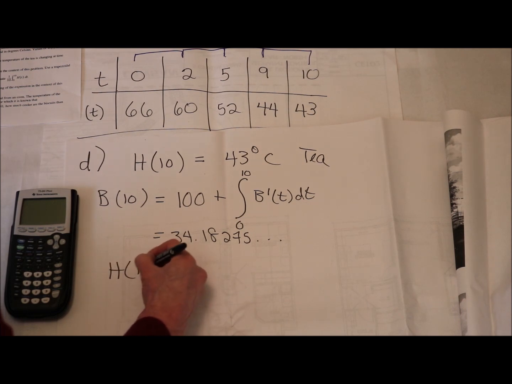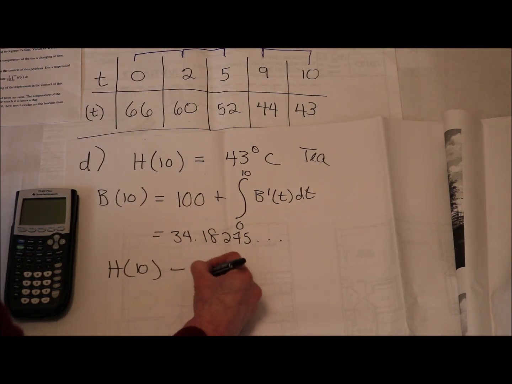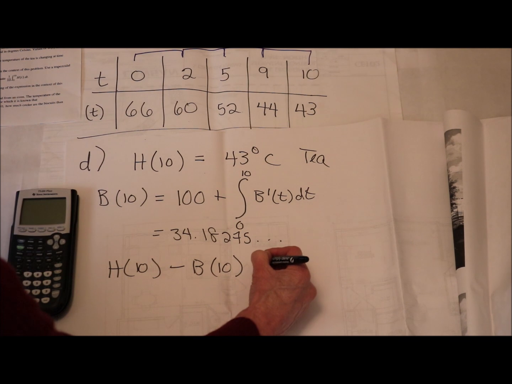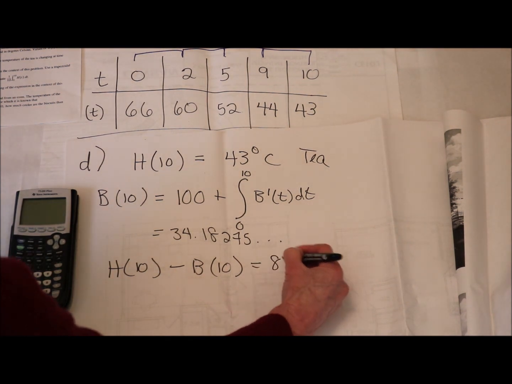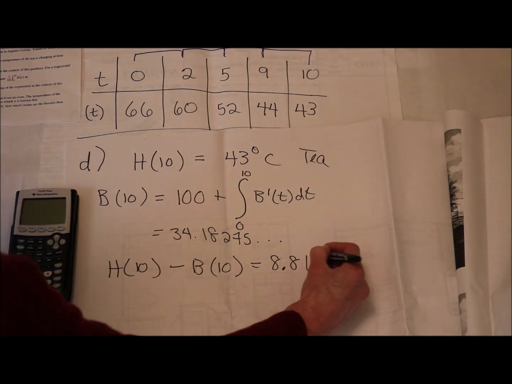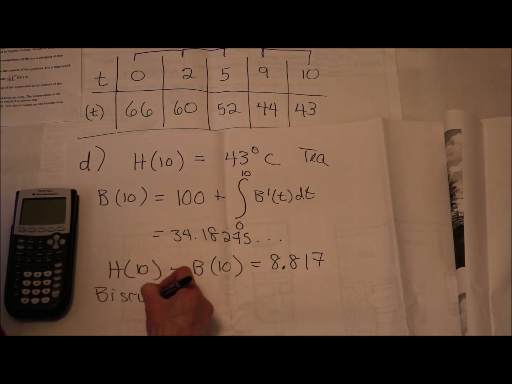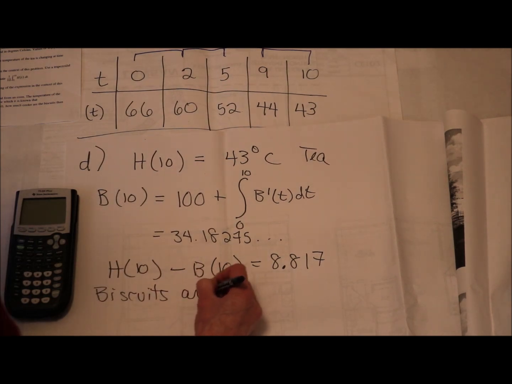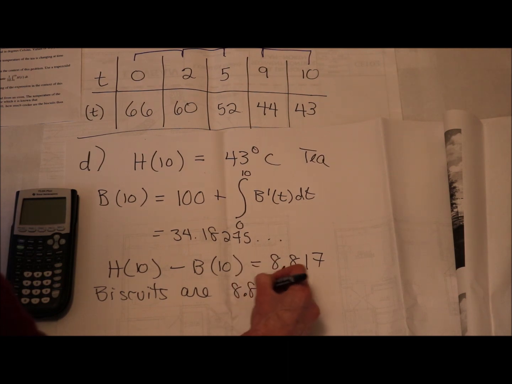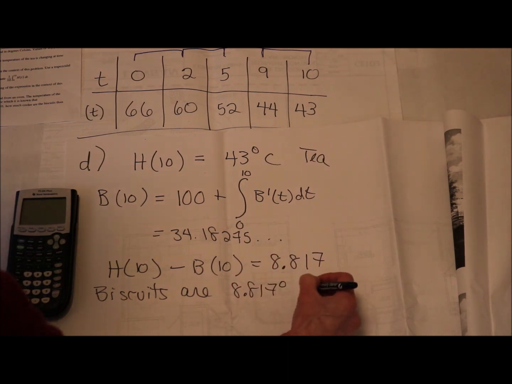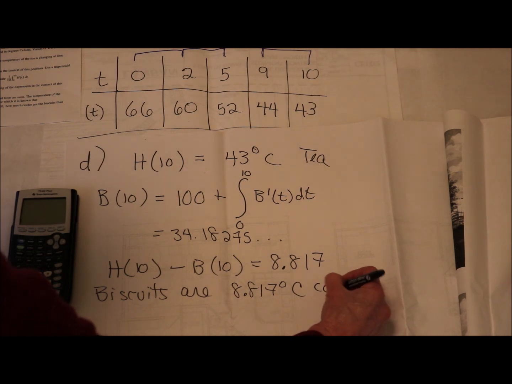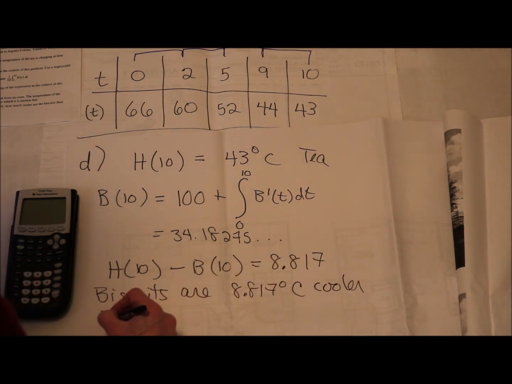Okay, now I'm looking for h of 10 minus b of 10. And that's going to give me, now you're going to round, 8.817. So the biscuits are 8.817 degrees cooler, degrees Celsius, than the temperature of the tea.